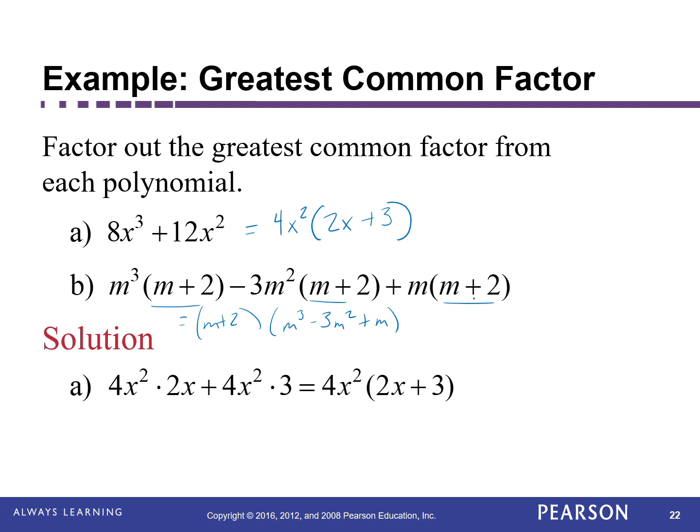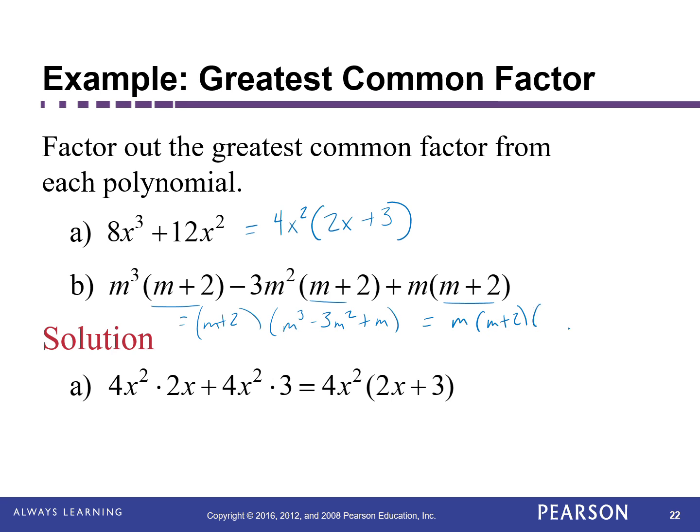I'm not quite done because while I can't do anything with the m plus 2, what does the m to the third minus 3m squared plus m all have in common? What do all three of these terms have in common? They have an m in common. So I'm going to pull an m out of that as well. I'm going to put it at the very front too. Doesn't matter where you put it, but I'm going to put it at the front, like m times m plus 2.